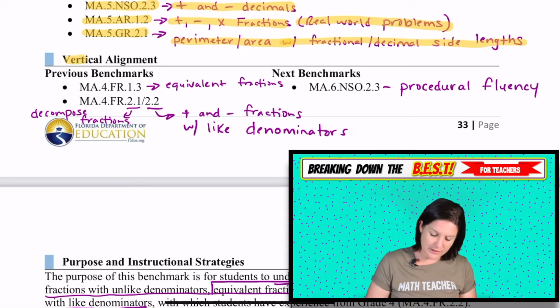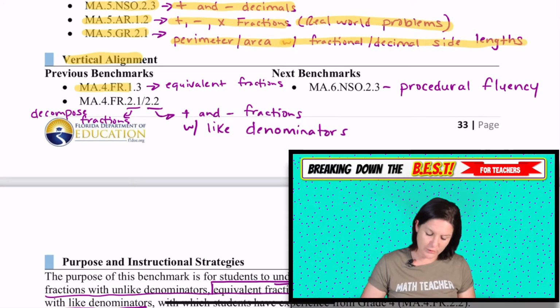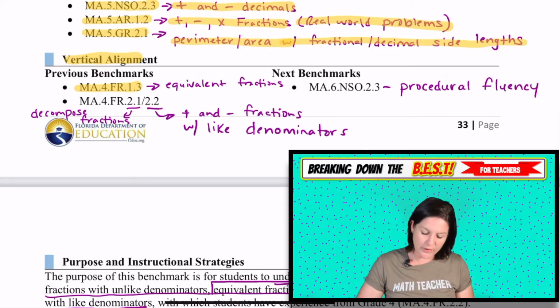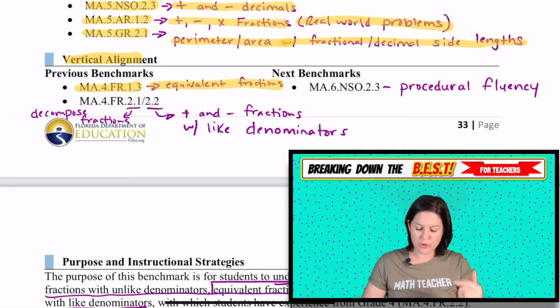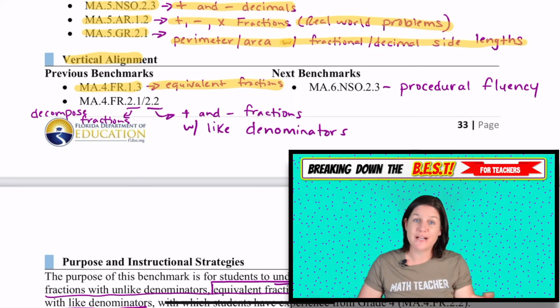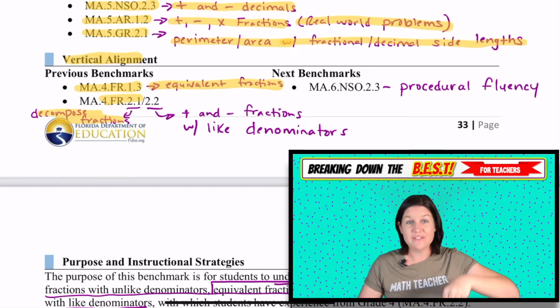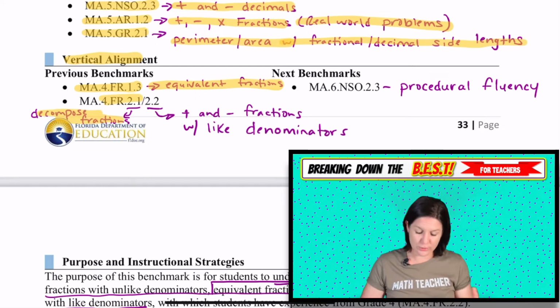Where are they coming from in 4th grade? They had 4.FR.1.3, where they practice equivalent fractions. So if your students struggle with creating equivalent fractions with this standard, and you have the Taking on the B.E.S.T membership, the one with access to all 3 grade levels, you could bump it down to 4th grade and have your students practice these videos where they're strategically practicing finding equivalent fractions. We're also doing a lot of decomposing fractions too that we're pulling from 4th grade.